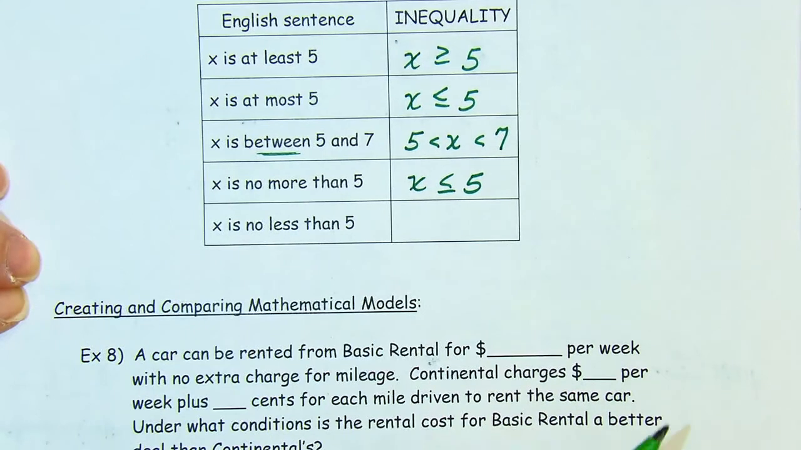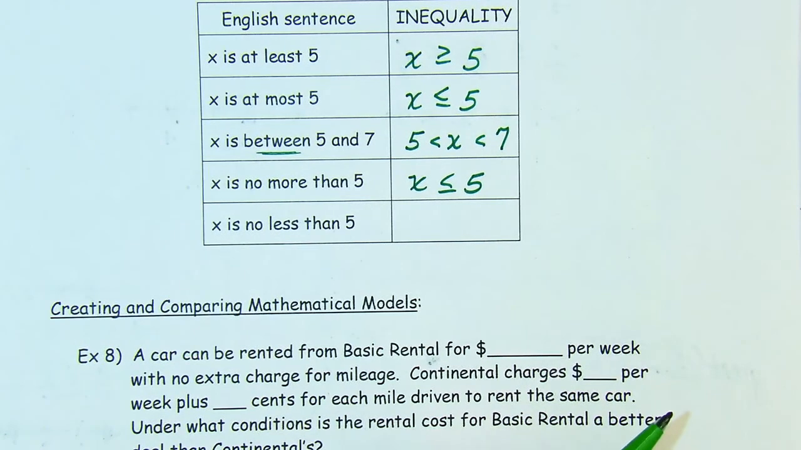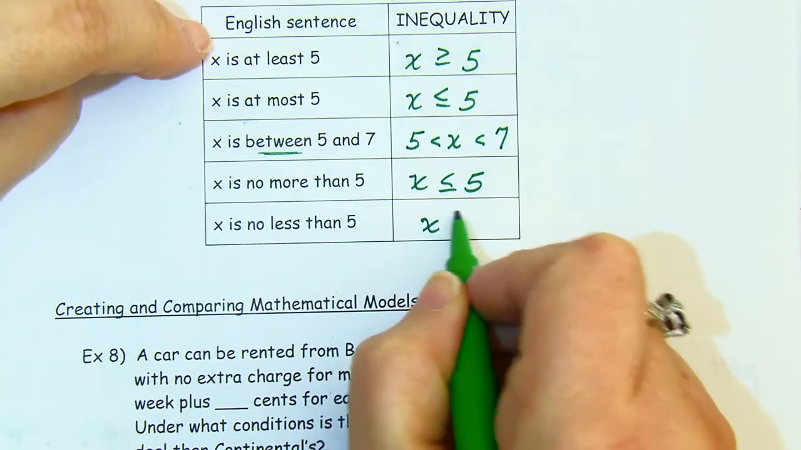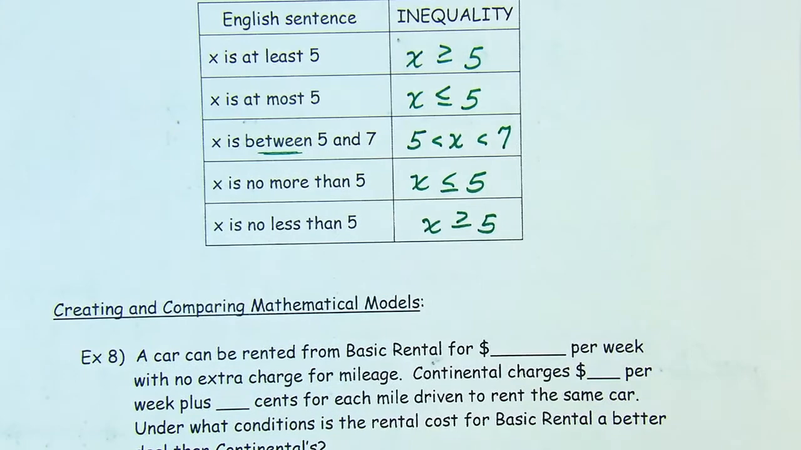X is no less than 5. No less than 5. It's got to be 5. It can't be less than 5. It can be more than 5. X is greater than or equal to 5. So again, sometimes you might have to relate it to something else, like shopping or selling, in order to figure out what's really going on and which way your inequality symbol should go.